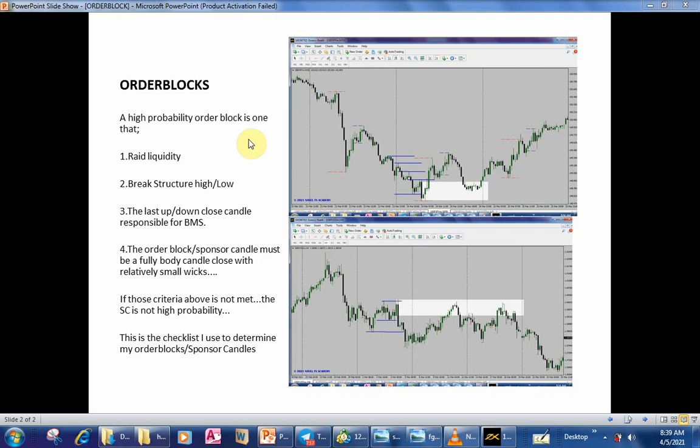So apart from understanding market structure to determine bias or trend, you can also utilize OBs or sponsor candles to know the directional bias. Of course, this must be from a higher time frame perspective. Higher time frame order blocks are the ones that are most probable to win.